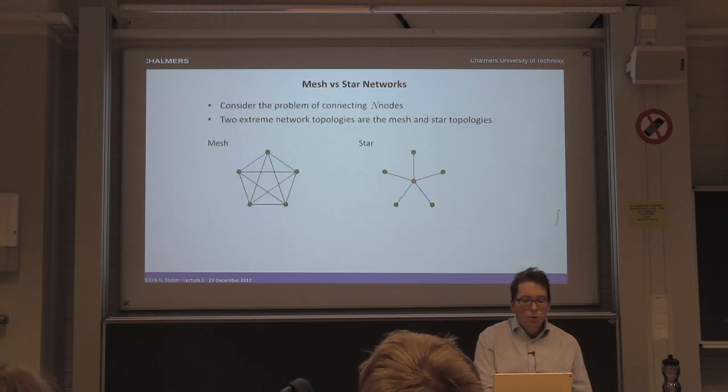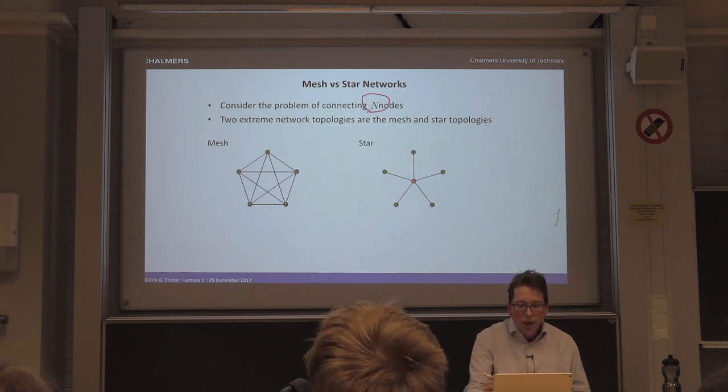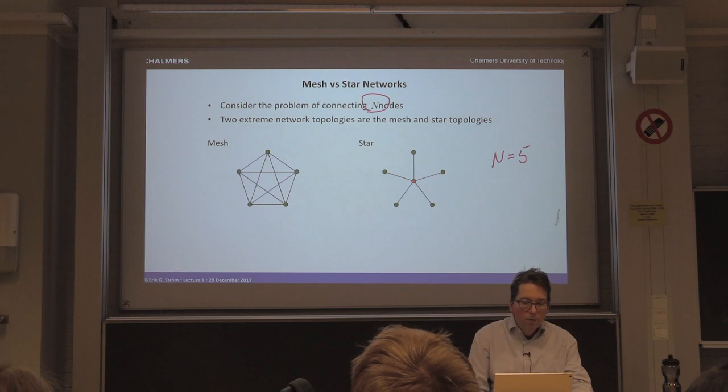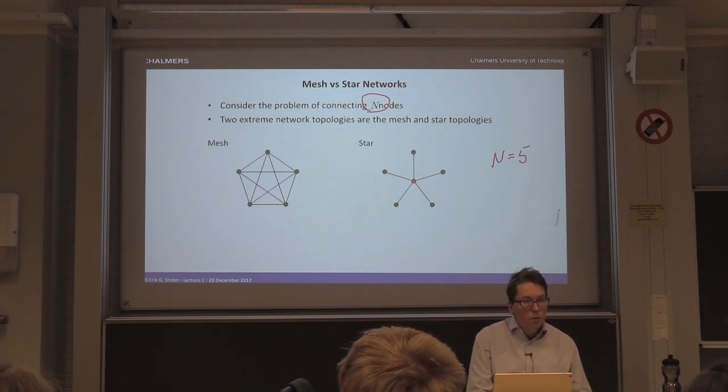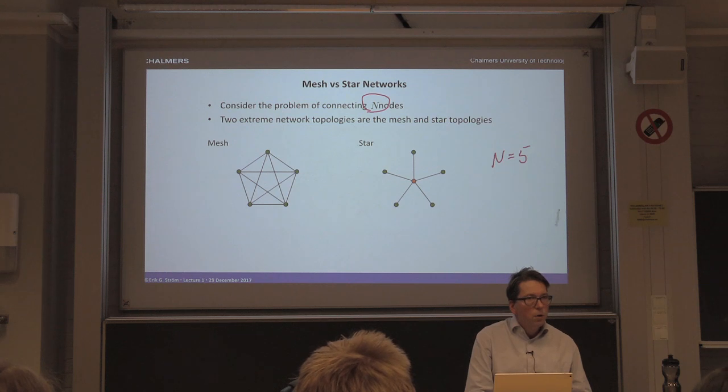So two types of networks here, a little bit extreme. Suppose we have n nodes. n in this case is equal to 5. We have 5 nodes, the green ones here, and they should be interconnected. So each node should be able to communicate with another. What can we do in order to do that? Well, there are two extreme topologies for this interconnection.